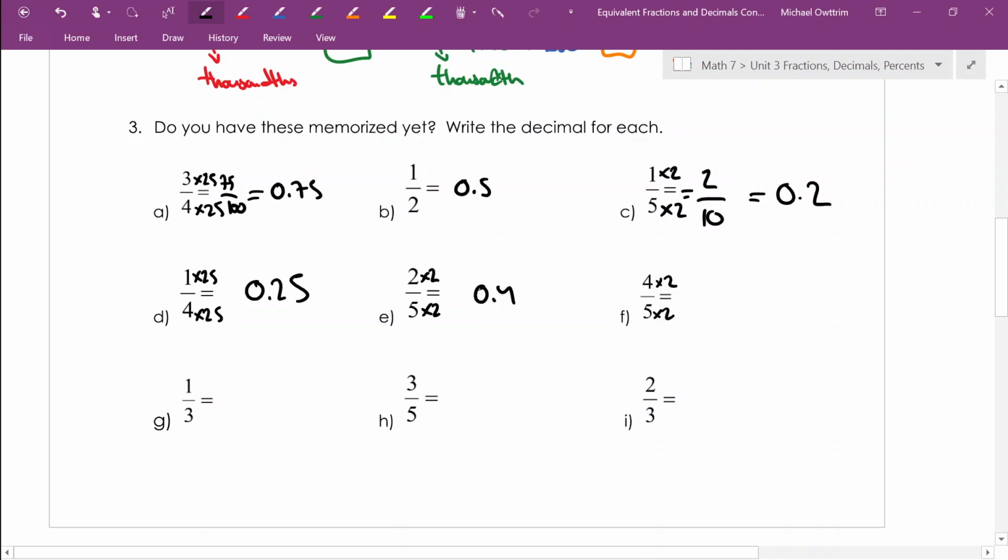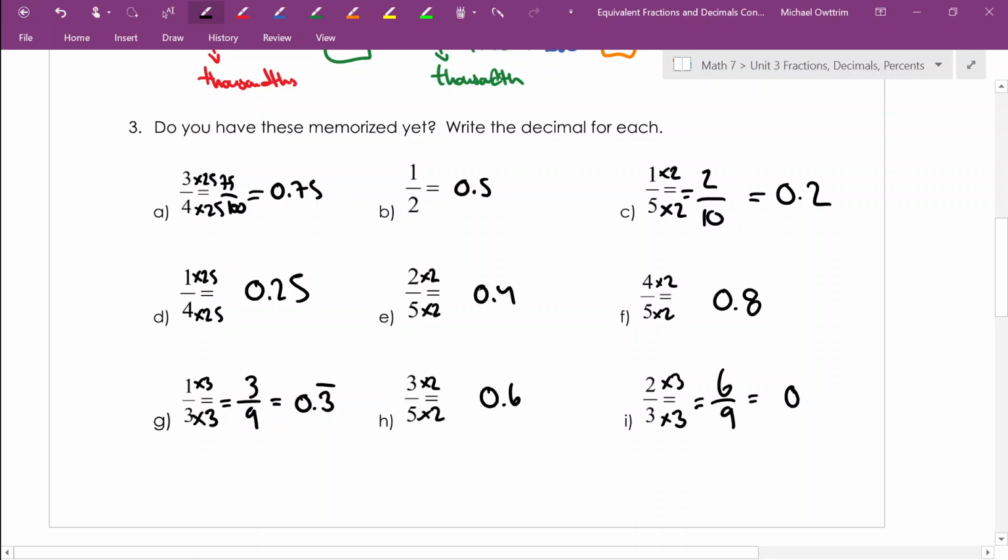Multiply by 2 again, that'll give us 8 in the hundredths place. Now the 1/3 is one that we can't make into 10, but we can make into 9, so it'll give us 3 over 9. When we have a 9 on the bottom, that's a repeating decimal, and so this will be 0.3 repeating. And then finishing up, multiply by 2 here gives us 6 tenths, and multiply by 3 here gives us 6 over 9, which is 0.6 repeating.